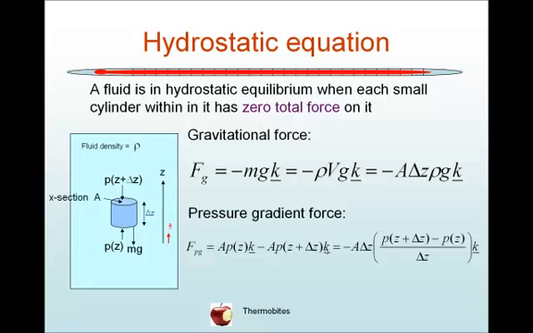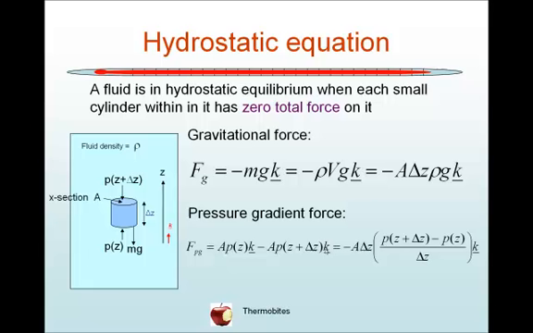The gravitational force is the product of the gravitational constant g and the mass, and gravity acts downwards, so that's minus gk, and the mass is equal to m. But we have a fluid of density ρ, so the mass of the cylinder inside this fluid is ρ times V, where V is the volume of the cylinder, and the volume of the cylinder is the cross-sectional area A times its height delta Z. So that's the third expression for the gravitational force: minus A delta Z ρ g in the k direction.